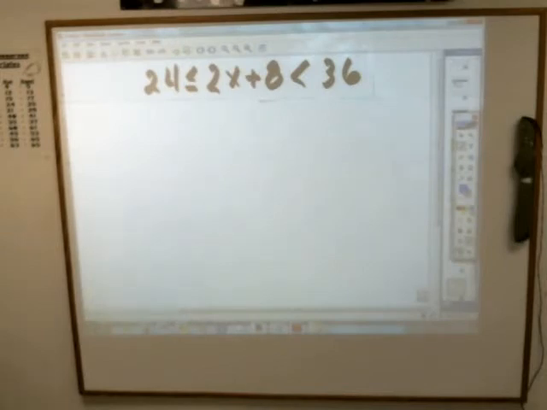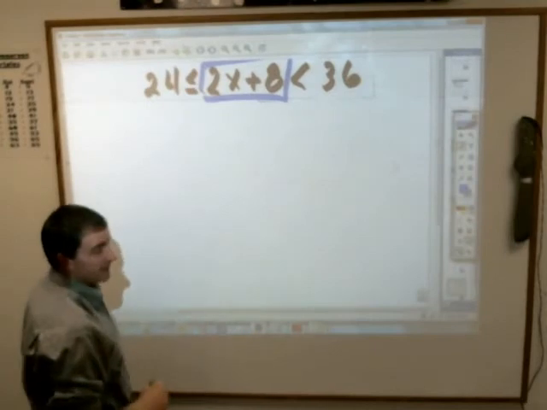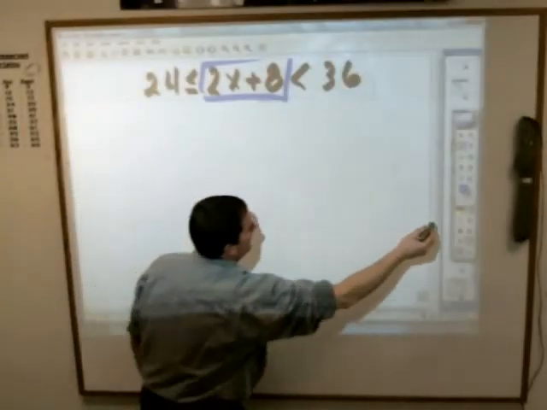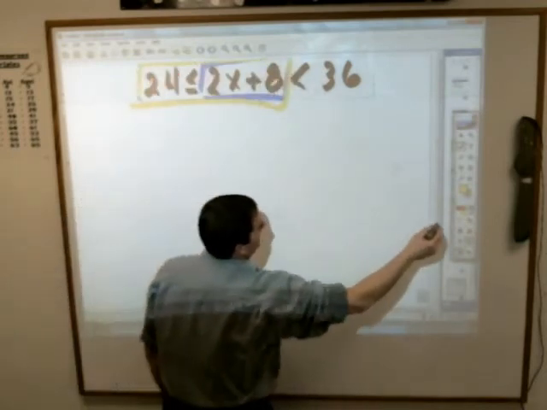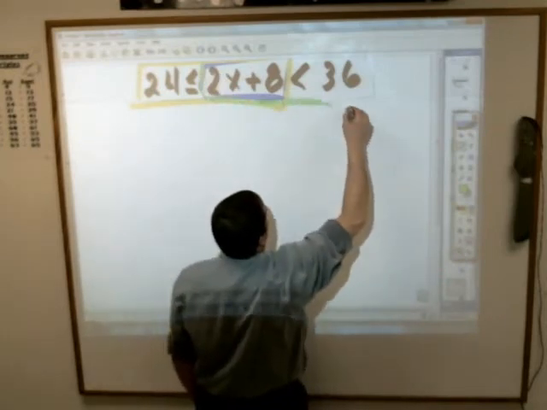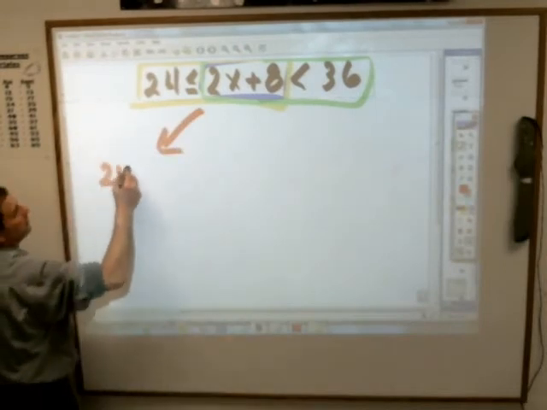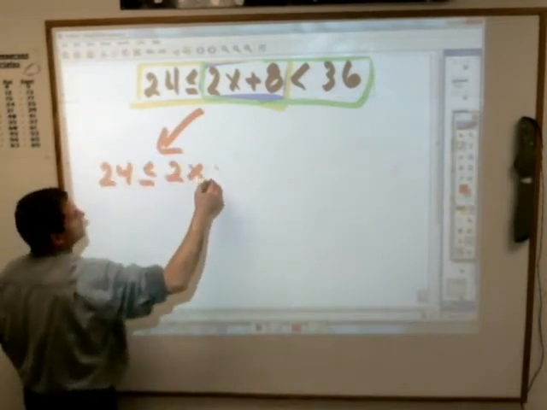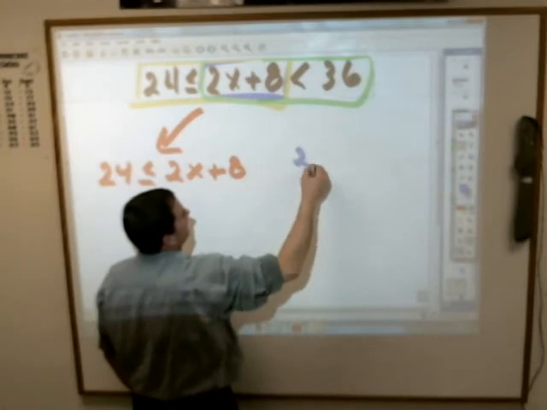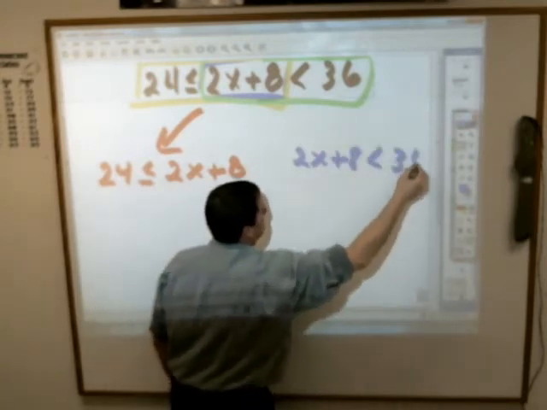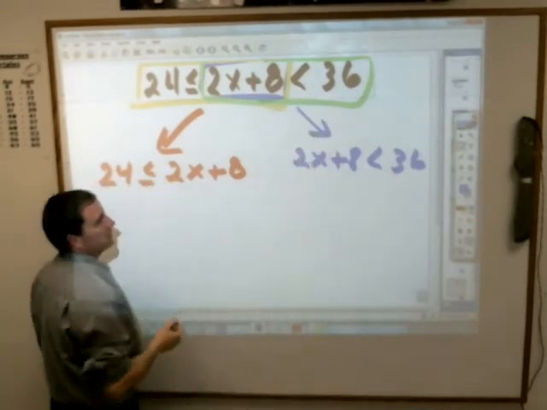And here's the deal with this. You see this middle? This middle must be done twice. In other words, you've got two equations. You've got this side over here that you need to solve for x, and then you've got this side over here, which uses that same middle, that you need to solve for x. So it needs to look like this. The first one is going to be 24 is less than or equal to 2x plus 8. And then the second one is going to be 2x plus 8 is less than 36. You need to solve each of those and then rewrite it as your and inequality.